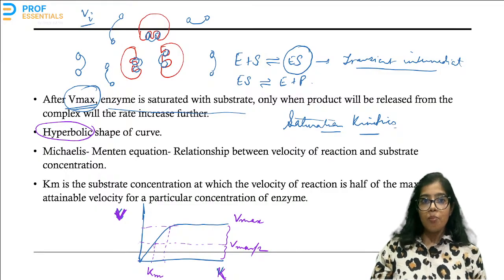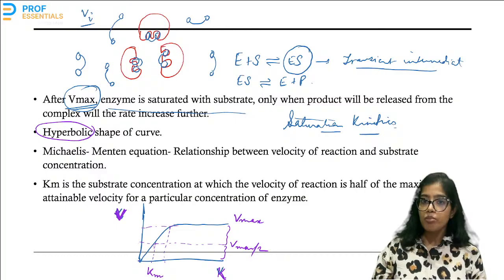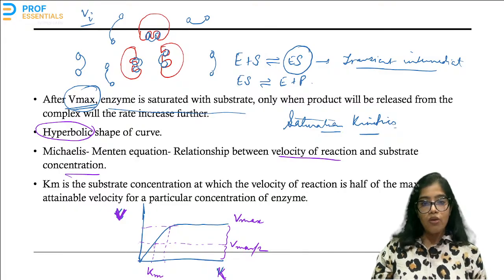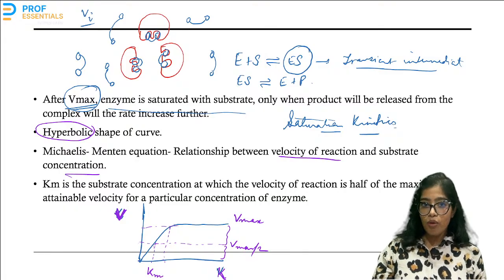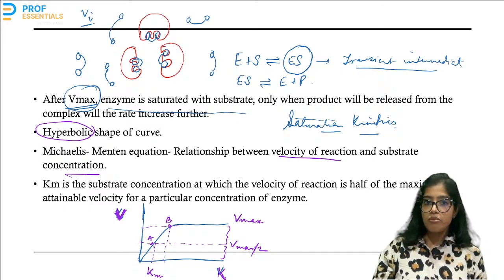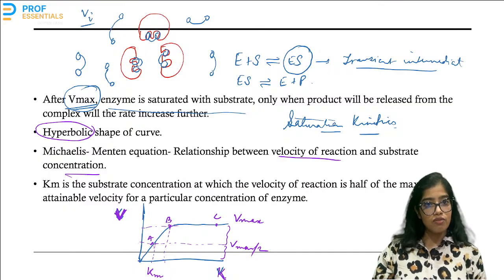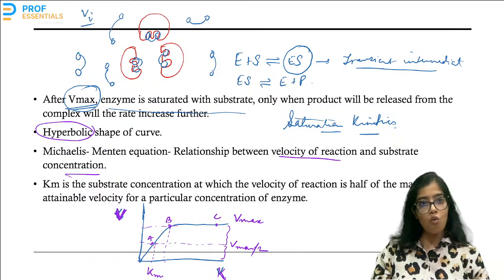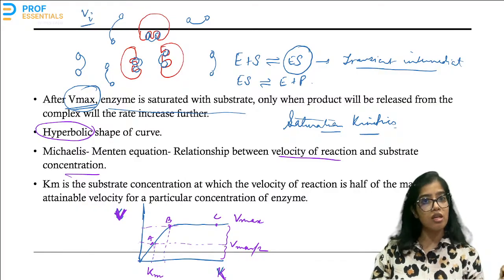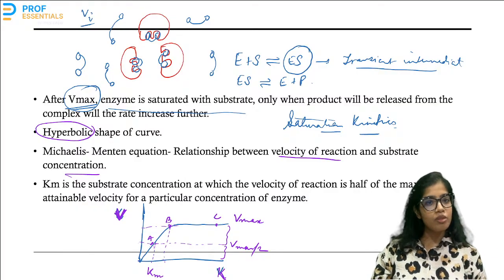So the Michaelis-Menten equation denotes the relationship between velocity of a reaction and the substrate concentration. This graph you should know. Now suppose you're going from point A to point B. Increasing the substrate concentration is going to increase the velocity from point A to point B. But if you increase the substrate concentration from point B to point C, nothing is going to happen to the velocity. Why? Because all the active sites of the enzymes are saturated now. There are no more molecules of enzymes available to bind to the substrate. Understood? So this graph should be extremely clear to all of you.